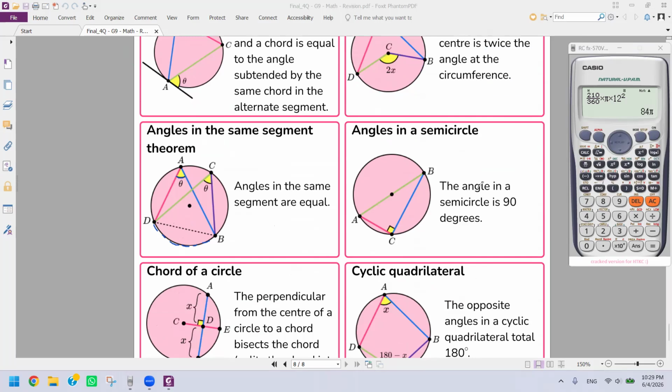Next theorem, the angle in a semicircle is 90 degrees. What does that mean? Look at that angle here. This is the arc of it. And the angle in the middle, it's a straight line. So you know if the angle is a straight line, 180, the one on the circumference should be half of it, should be 90. How do we prove that? Or how do we say the reason? We say subtended by a semicircle.